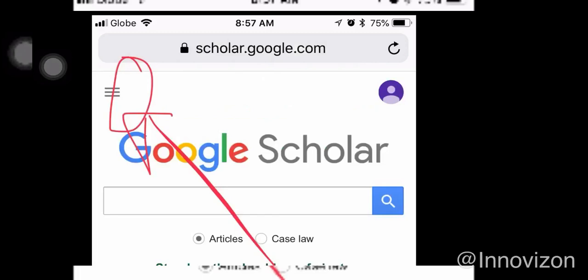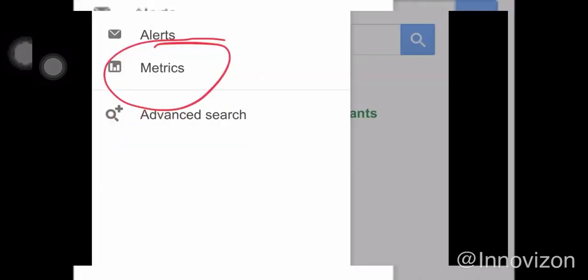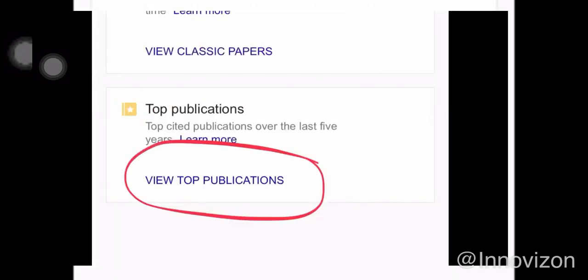And I would like for you to take a look at the upper left bar here in the menu, just right above the Google Scholar, and click it. Please pay attention to the link called metrics and click it. You are then brought to this page where you would next click the view top publications. This is specifically for those who have not yet chosen their topic.